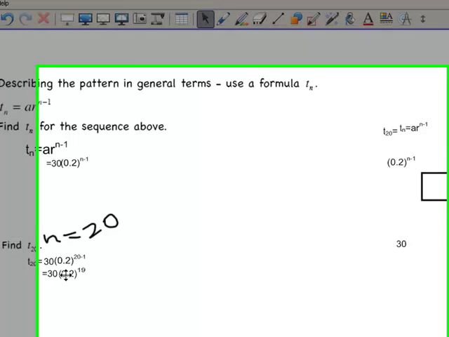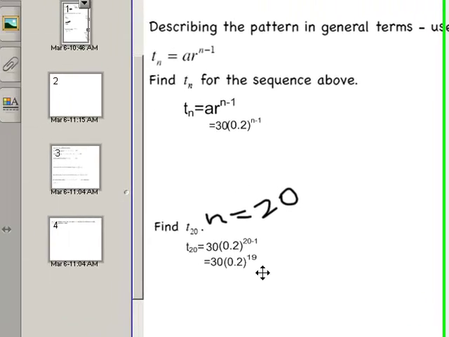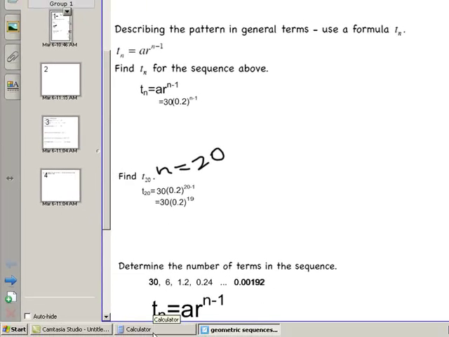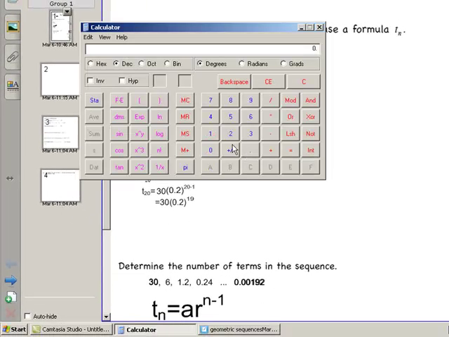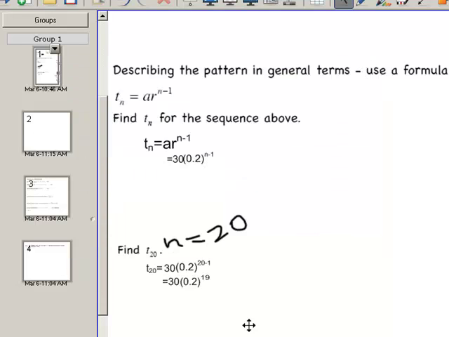Now at this point, if you could evaluate it, you would. You would evaluate it using your BEDMAS, which means you would do your exponent first, and then you would multiply your answer by 30. However, when I evaluate 0.2 to the exponent 19, this is my answer. Incredibly small. So when you get into numbers that are so small or so large that it takes you more than 8, 9, 10 digits to write them, I would be quite happy if you would leave your answer like this.